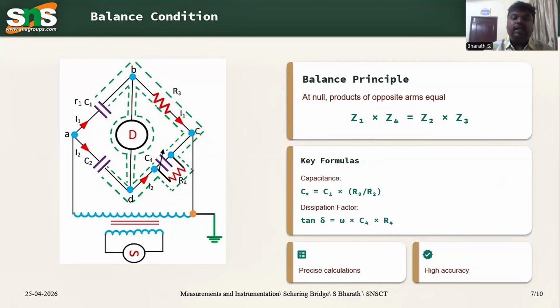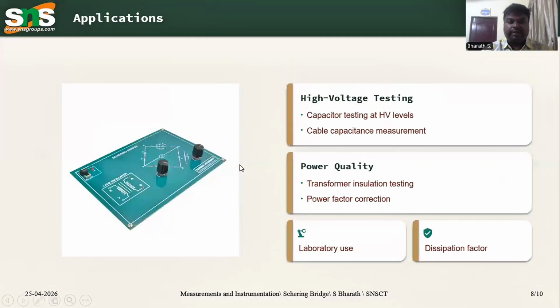At null, the products of the opposite arms are equal. Z1 and Z4 are the impedances of the opposite arms, and Z2 and Z3 are the impedances of the other 2 opposite arms. These two products have to be equal, that is, Z1 into Z4 is equal to Z2 into Z3. From this, we can get an expression for the unknown capacitor: Cx is equal to C1 into R3 by R2. The dissipation factor is tan delta is equal to omega into C4 into R4. This formula is used for the precise calculation in a Schering bridge.